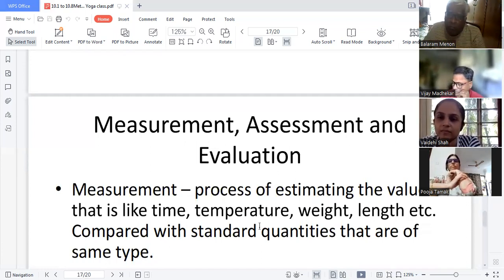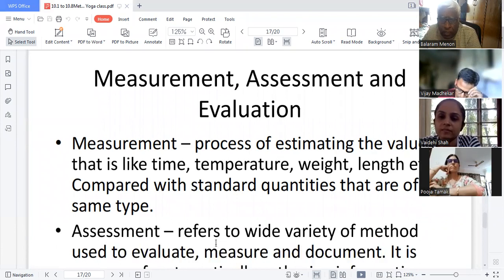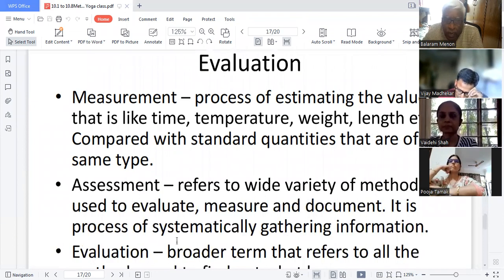Now, what is measurement, assessment, and evaluation? Measurement is the process of estimating values, like time, temperature, weight, length, etc., compared with the standard quantities of the same type. Assessment refers to a wide variety of methods used to evaluate, measure, and document. It is a process of systematically gathering information.